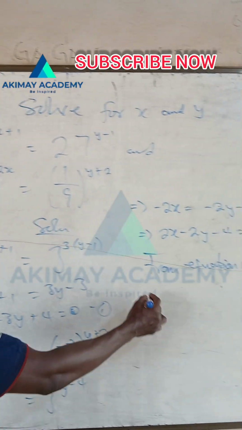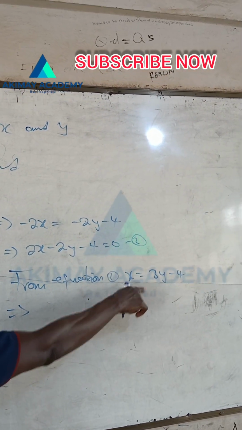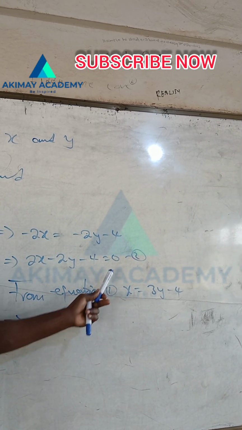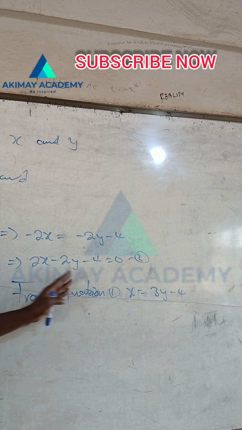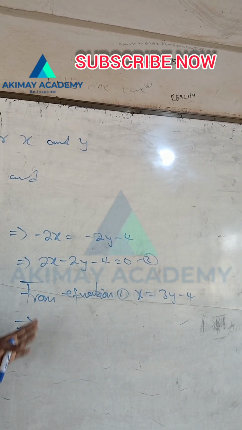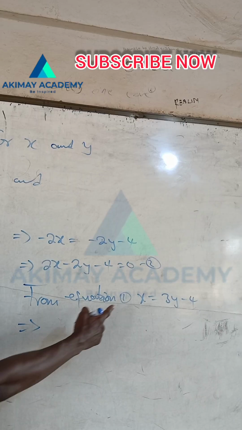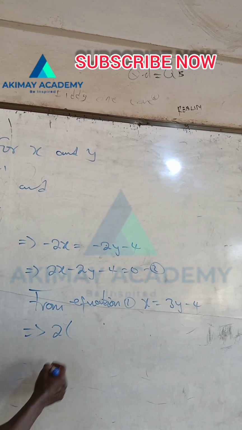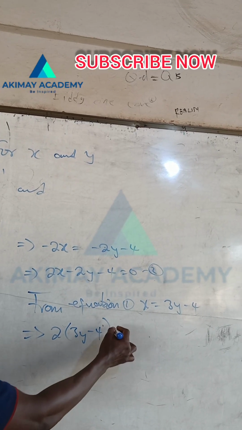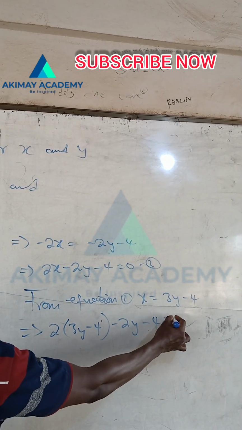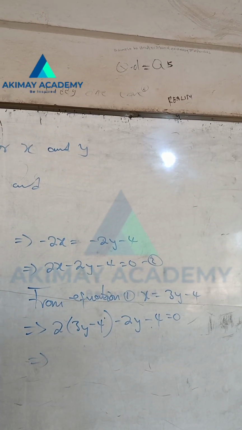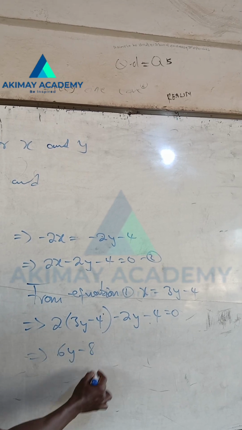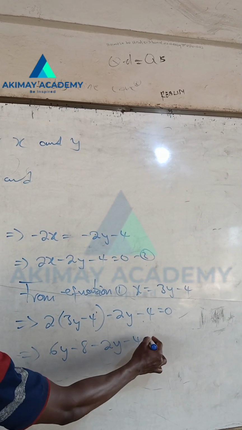Okay, so now that from equation 1 we have x equal to 3y minus 4, here you can see that there is a common factor which is 2. 2 can divide through, right? If you want, you can divide it through, or better still, you can leave it like that and solve it so you get your answers correct. So let's fix our x inside equation 2. So 2 multiplying 3y minus 4, minus 2y minus 4 equals 0. Okay. So let's expand this one. We have 6y minus 8 minus 2y minus 4 equals 0.